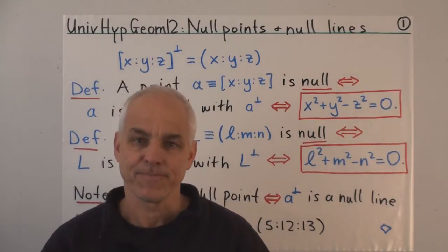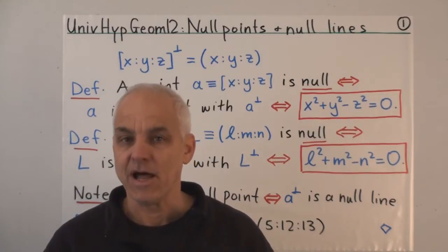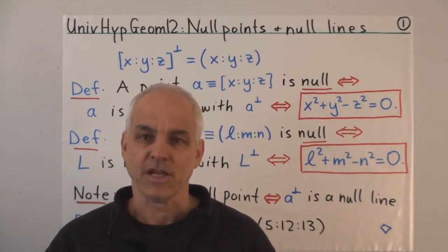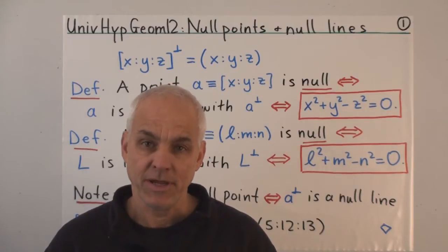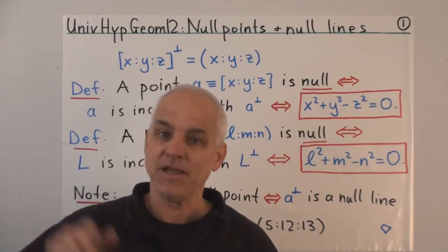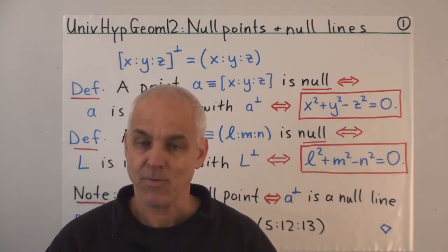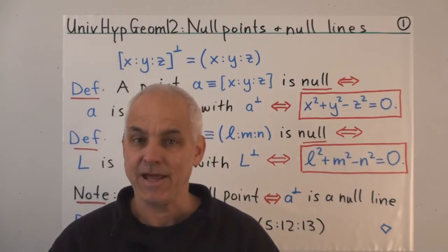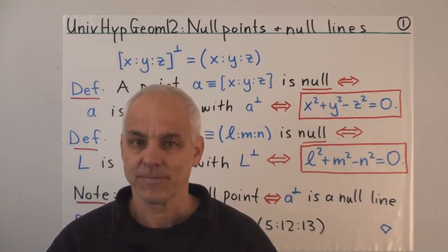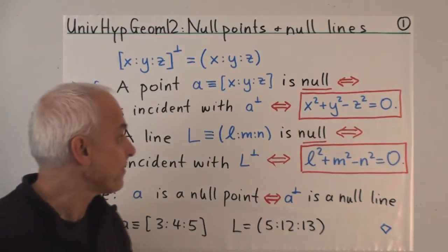I'm Norman Wildberger. Today we're going to look at null points and null lines in universal hyperbolic geometry. This is a new approach to hyperbolic geometry in which the points that are usually called "at infinity" are actually playing a very central and crucial role. We're calling them null points, and the associated dual lines are called null lines. So here's our official definition of what these things are.